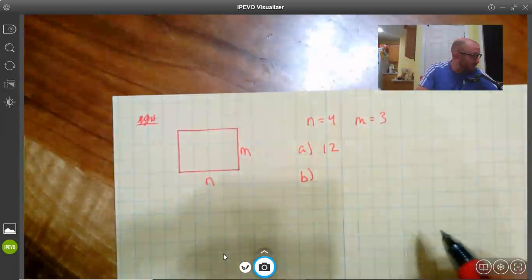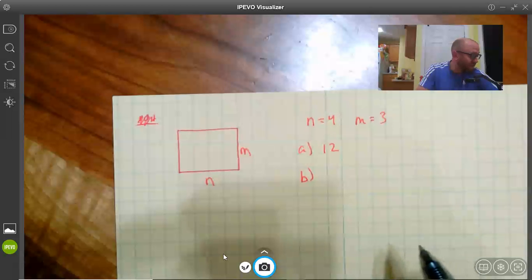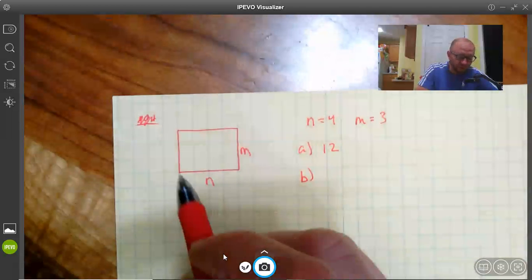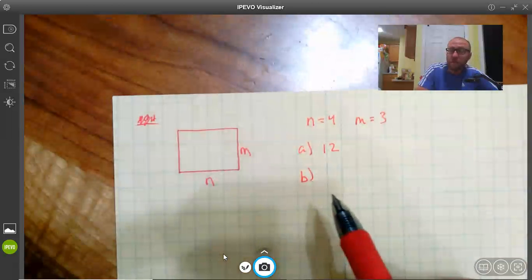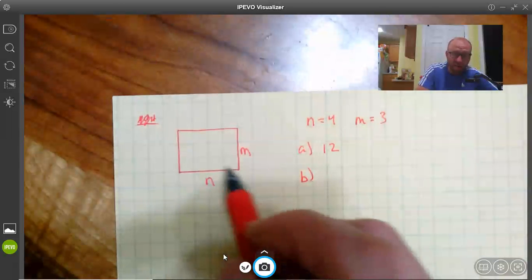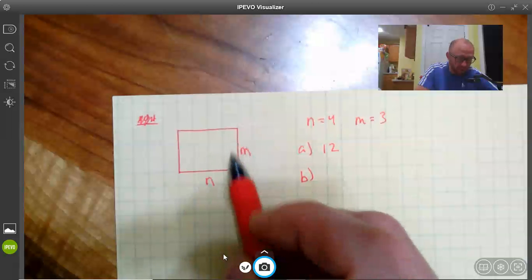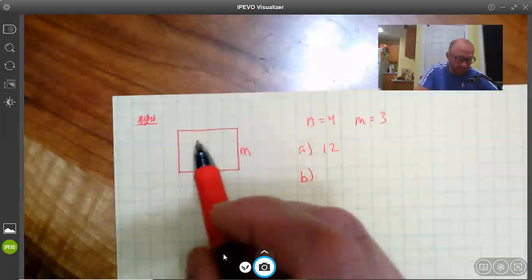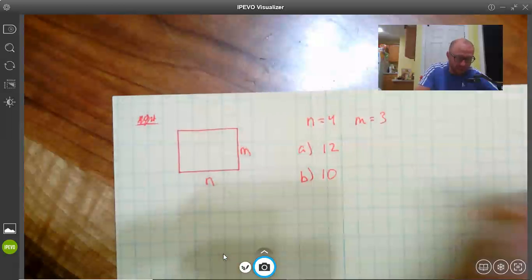And then B, the total number of 1 by 1 squares with free edges. So we're talking about all the ones that are not completely surrounded. That's just the ones on the outside. The ones on the inside, we're not counting. So 1, 2, 3, 4, 5, 6, 7, 8, 9, 10. 10 of them.